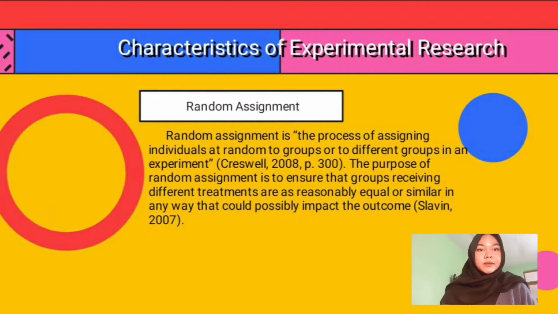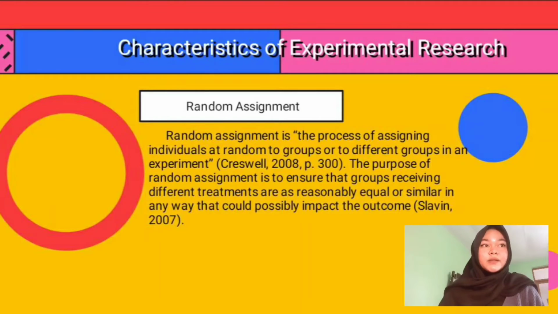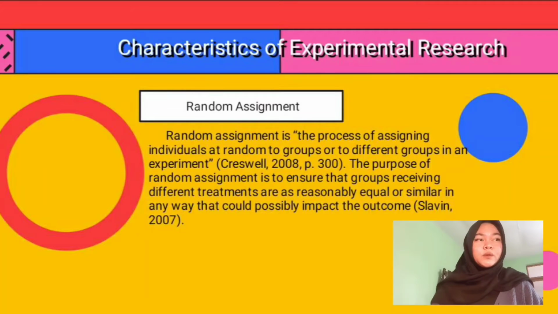The first is random assignment. Random assignment is the process of assigning individuals at random to a group or to different groups in an experiment. That is according to Creswell 2008, page 300. And the purpose of random assignment is to ensure that groups receiving different treatments are reasonably equal or similar in any way that could possibly impact the outcome. That's according to Levin 2007.